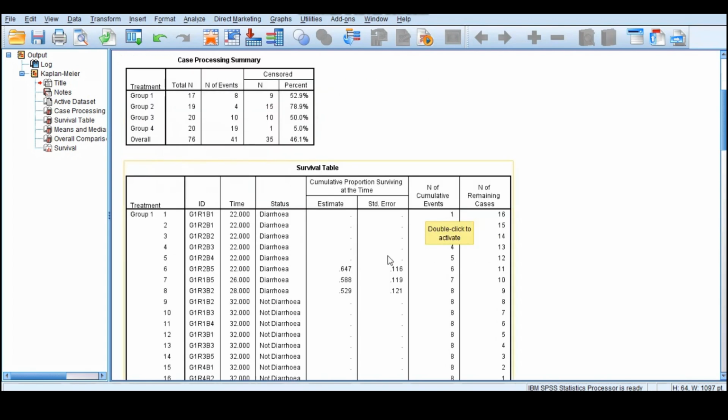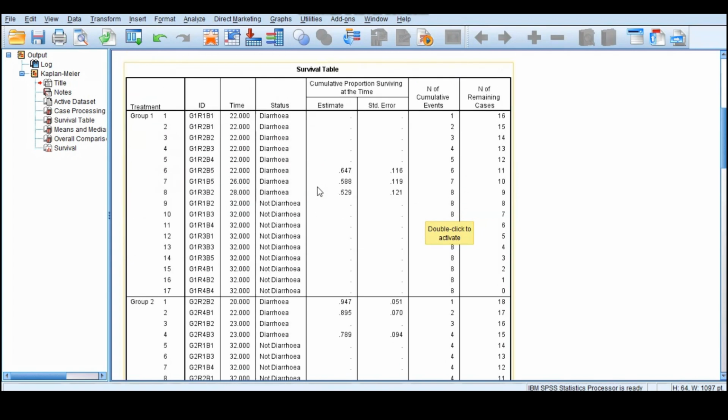So let us go to the survival table. This is the first table that we get here. How can we interpret this table? You can see that at day 22, 6 birds experienced diarrhea, because this is the first time you get the first proportion of surviving. This one has just been computed because it was 6 birds and a total of 17.